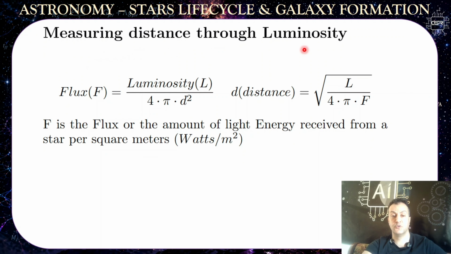Measuring distance through luminosity. So the flux F, which is how many watts per meter square are being received from a detector that is detecting a star from a distance, of course. Flux F is given by the luminosity of the star divided by 4 pi d square, where d is the distance to the star. d is given by the square root of the luminosity of the star divided by 4 pi times F, with F being the flux, measured in watts per meter square.